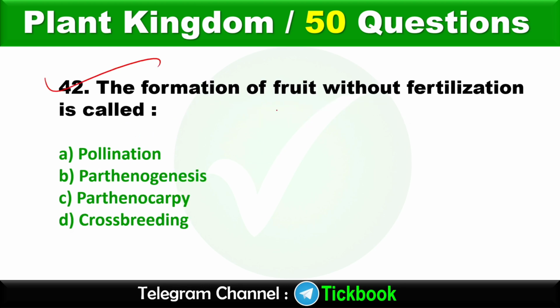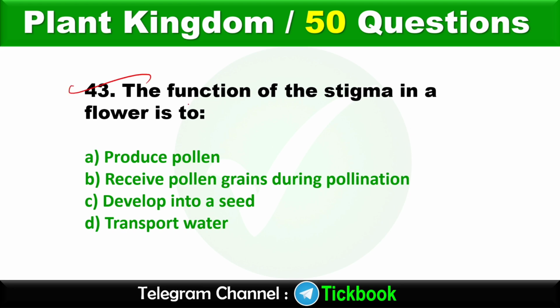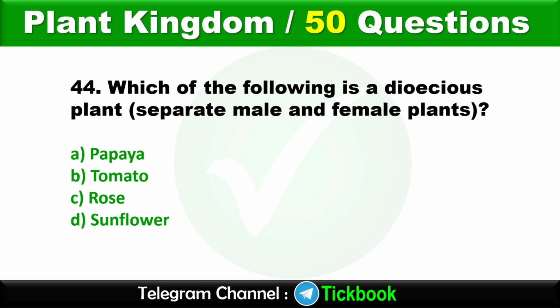42. The formation of fruit without fertilization is called? Option number C is the right answer, parthenocarpy. 43. What is the function of the stigma in a flower? Option number B, receive pollen grains during pollination. This is a function of stigma.